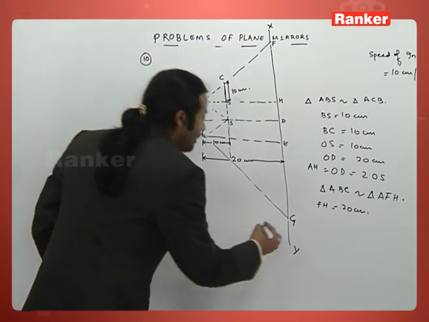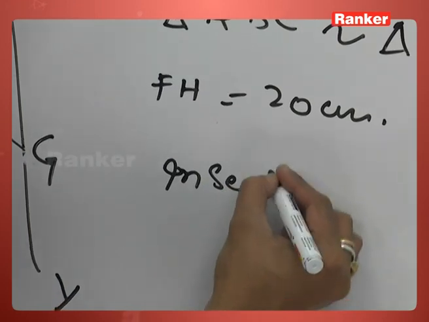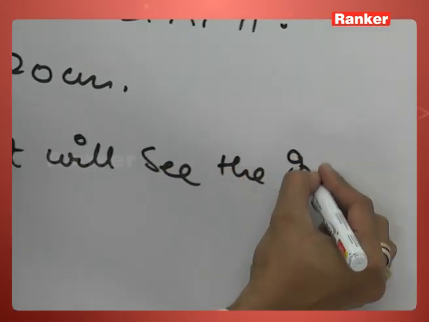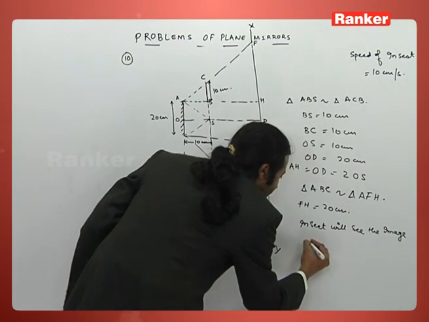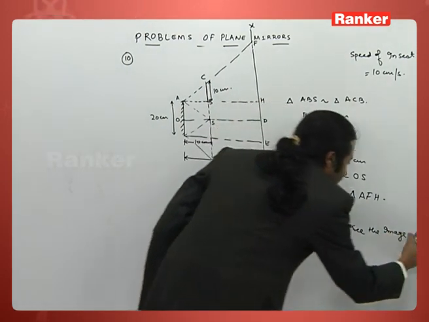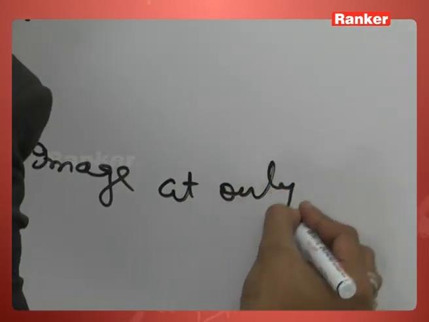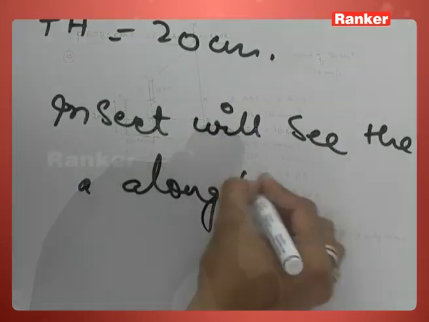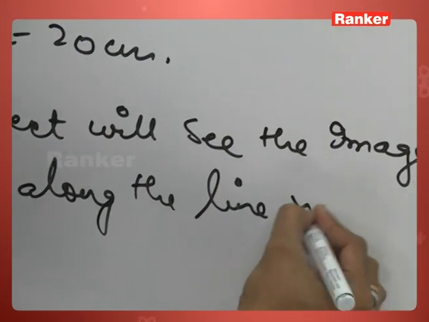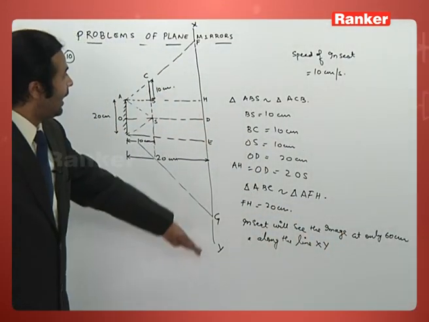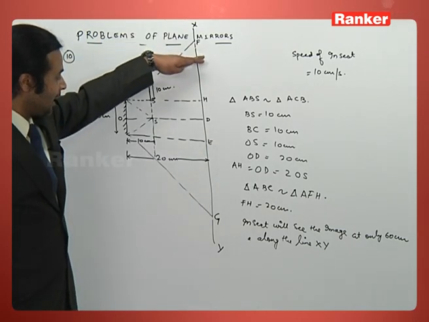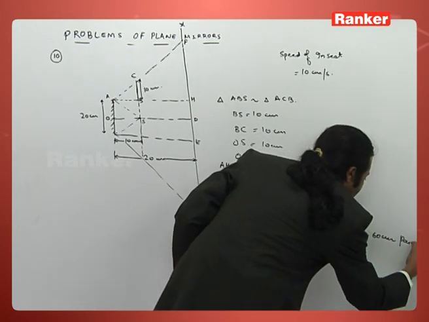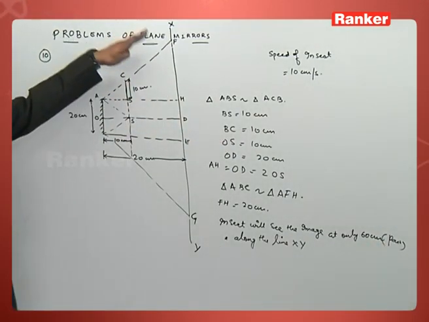That means I can say the insect will see the image at only 60 centimeter along the line XY. That means along the line XY, over a 60 centimeter part, he will see the image.